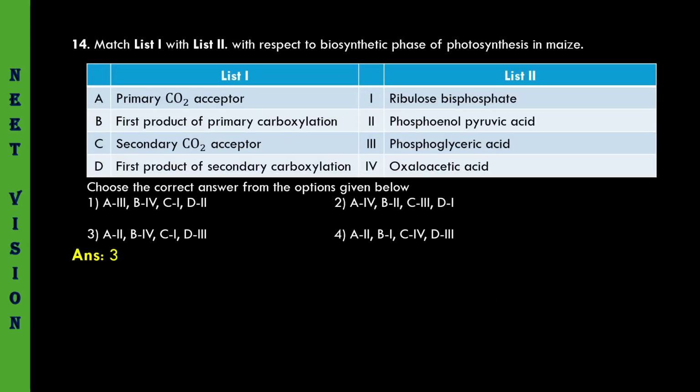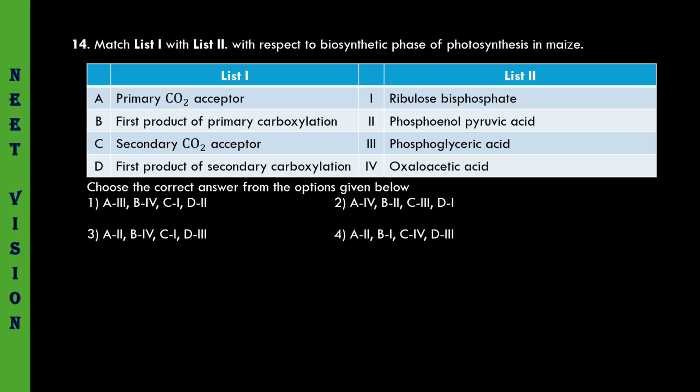Matching. Answer these three. Here it is. The primary CO2 acceptor. List 1, list 2 with respect to the biosynthetic phase of photosynthesis in maize. This you have to match. Primary CO2 acceptor is phosphoenol pyruvic acid. A2. Where is A2 given? Third and fourth options. Primary CO2 acceptor, phosphoenol pyruvic acid, is present in mesophyll cell chloroplasts. Mesophyll cells. Right? A2. First product of primary carboxylation is oxaloacetic acid. A2, B4.